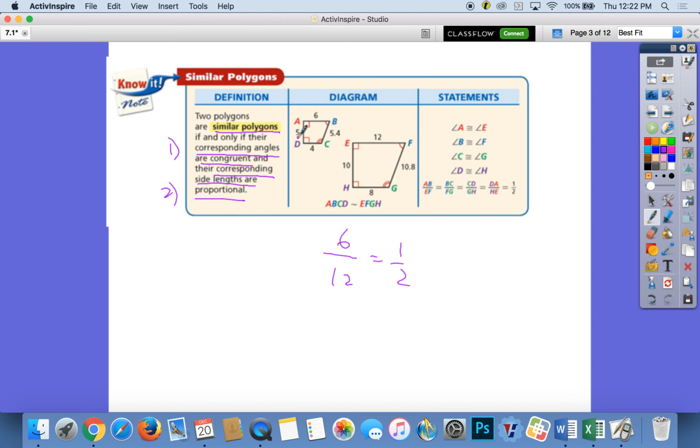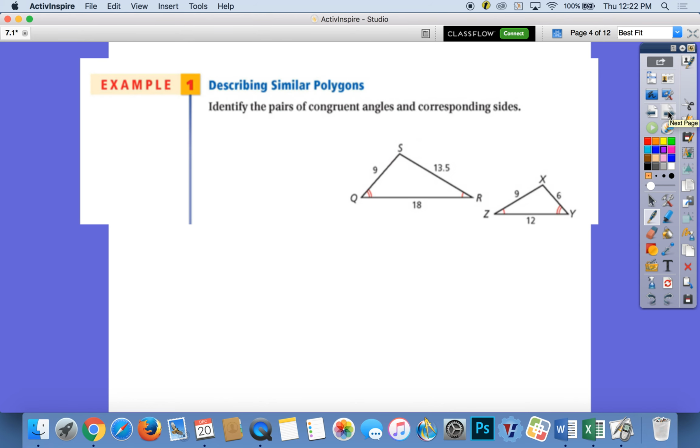It doesn't matter. Here we put the small over the large. You also could put the large over the small. You're still going to get the same number, it's just going to be flipped. Either way, it doesn't matter as long as you keep it consistent. So what we're going to do here is go through and use that definition to show that these two are similar.